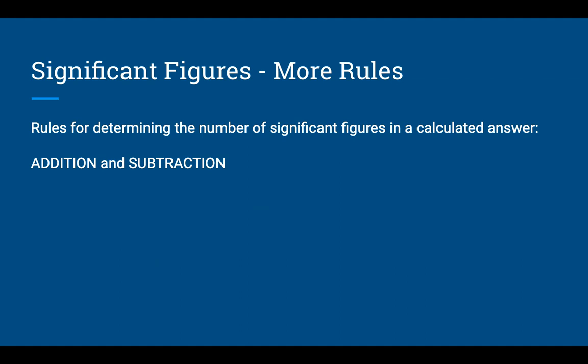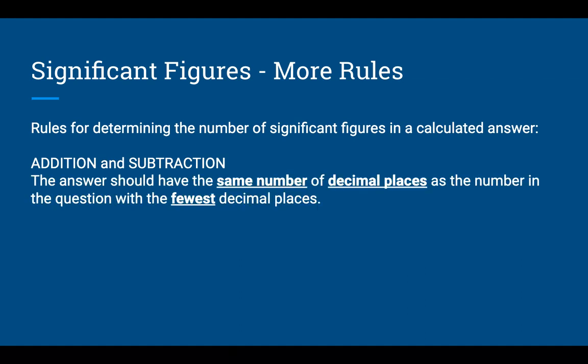Now, what about if you're adding and subtracting? So the rules are different. In this case, significant figures essentially don't come into it. Your answer should have the same number of decimal places as the number in the question with the fewest decimal places. So here we are, we're just adding up some measurements, 5.5 meters plus 0.597 meters plus 6.1262 meters.